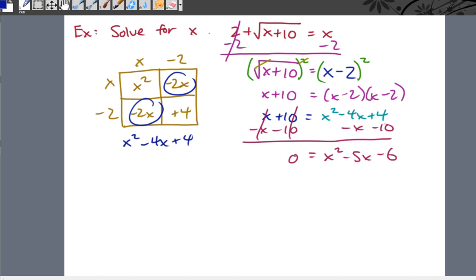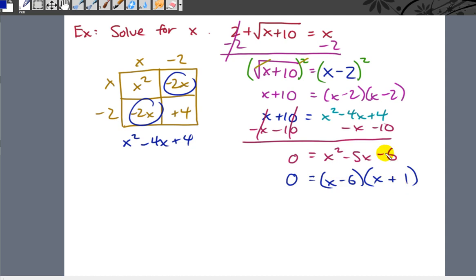Okay, so when we get to this step, this should look familiar. If you want to factor it, you can factor it, right? Or you could use the quadratic formula. If you use the quadratic formula, a is 1, b is negative 5, c is negative 6. But if you don't trust your factoring skills, go ahead and use the quadratic formula. But if you remember how to factor, you try to find two numbers that multiply to negative 6 and add to negative 5. Well, I believe negative 6 and positive 1 should work.